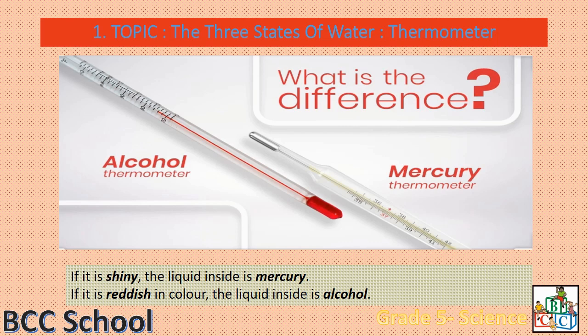Thermometer. Let us see the picture. We have two thermometers. One is alcohol and the other one is mercury. What is the difference? If it is shiny, the liquid inside is mercury, whereas if it is reddish in color, the liquid inside is alcohol.